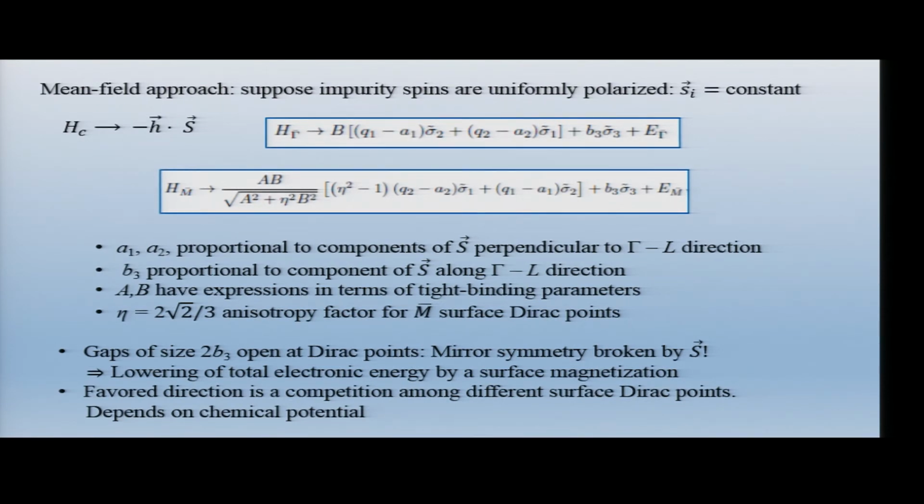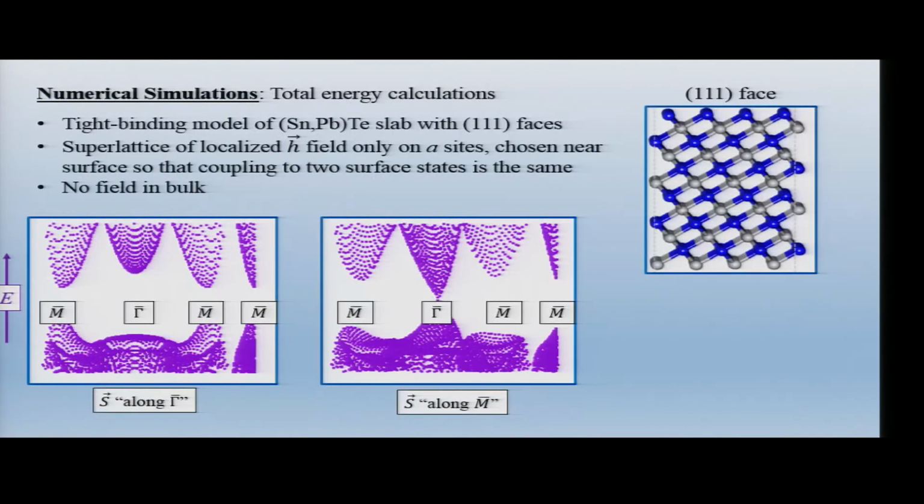Okay, and indeed, which of these surface Dirac points wins out will depend on the chemical potential, just how doped you are in the surface states. Okay, so now we're going to turn to some numerics.